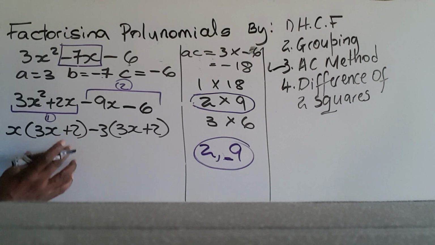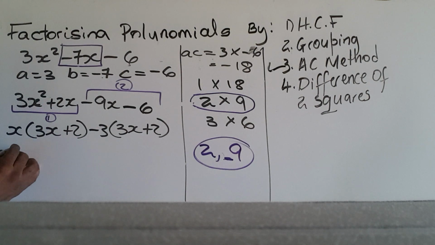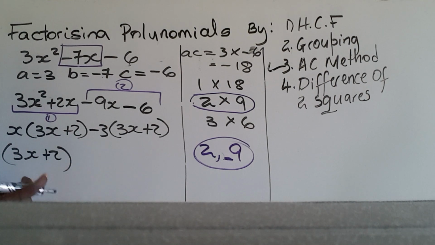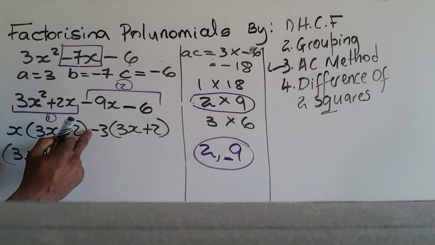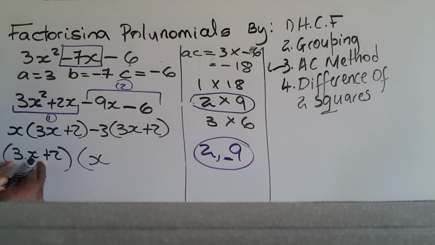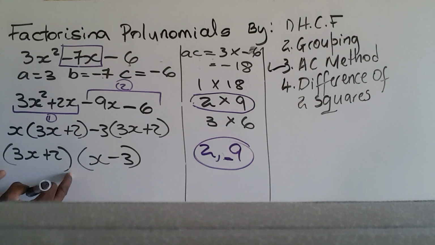Now we're going to factorize again because we cannot leave it when there is a common factor. The common factor is 3x plus 2. Now if I should divide 3x plus 2 into this, the 3x plus 2 cancels itself, leaving x. If I should cancel the 3x plus 2 into this, it's going to leave me with negative 3. And here is our factor: 3x plus 2 into x minus 3.